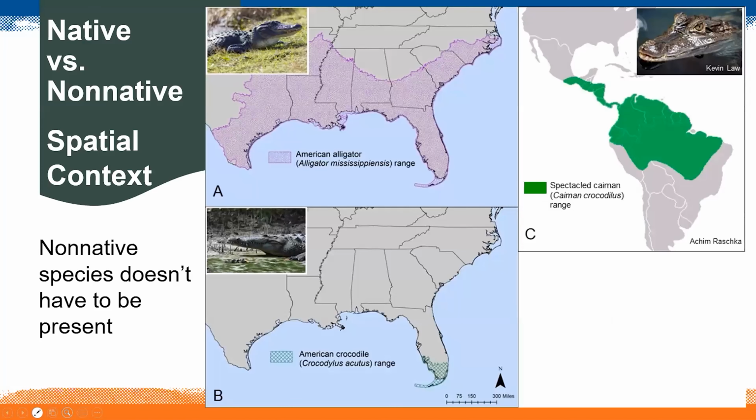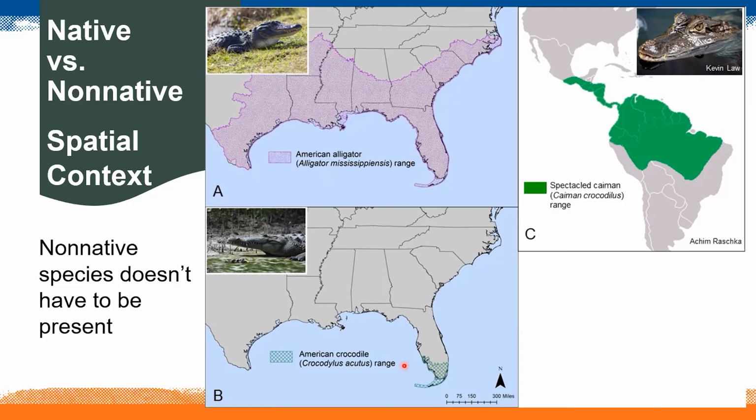So these are range maps of three different crocodilian species. We have the American alligator here. And what this shows is the native ranges of these three species, okay? So again, it's important to say spatial context. For example, the American alligator, we can say it's native to the United States, but more precisely, it's native to the southeastern United States.